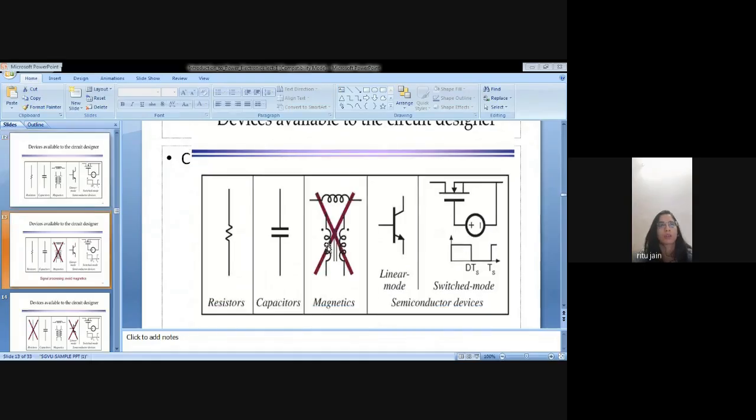Next are the devices available for the circuit designer. So resistor, capacitor, magnets, and linear mode.